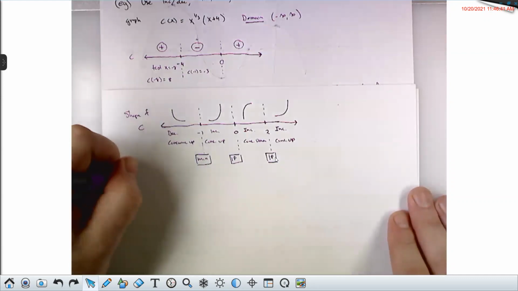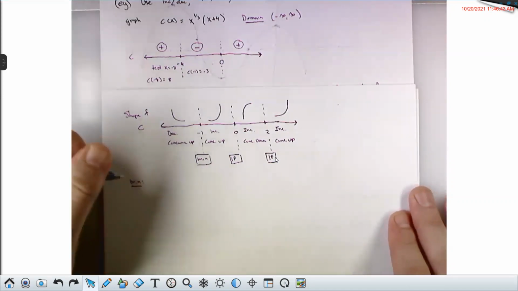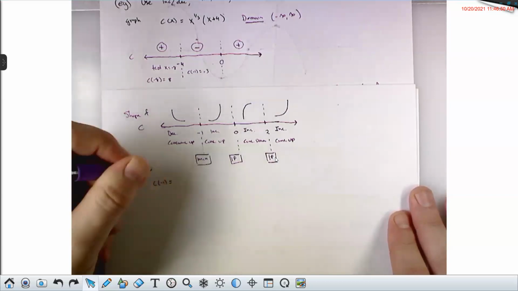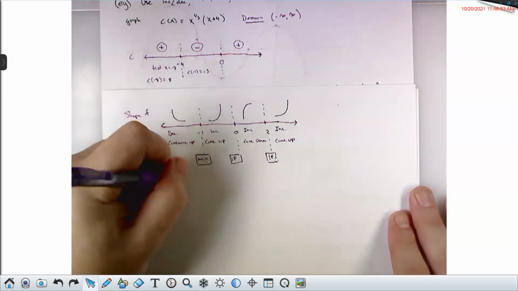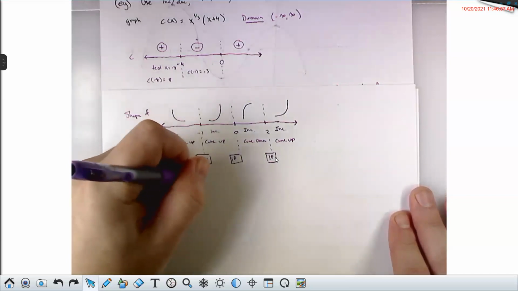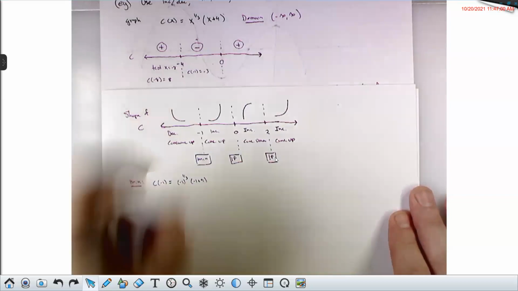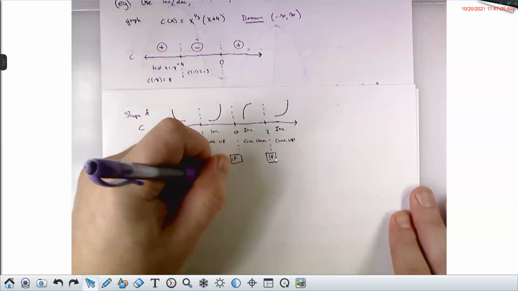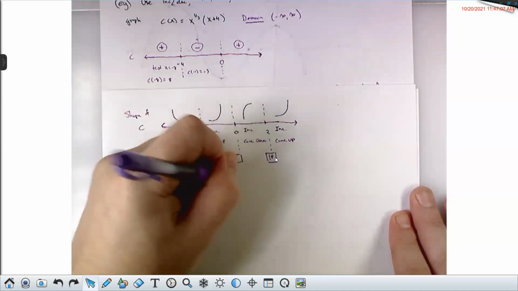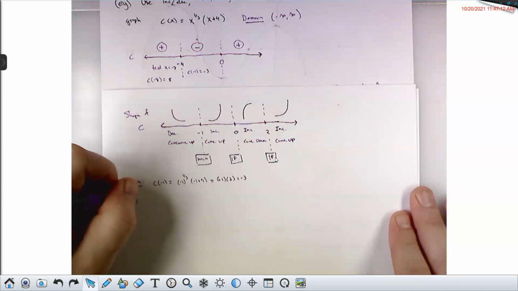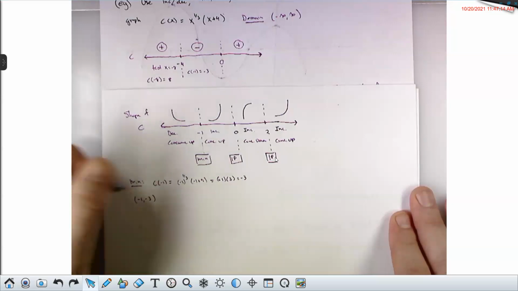So the min is the point -1, comma, c of -1. C of -1 is -1 to the 1/3 times -1 plus 4. -1 to the 1/3, that's the cube root of -1, that's -1. So this is -1 times 3, which is -3. So that min is the point -1, comma, -3.